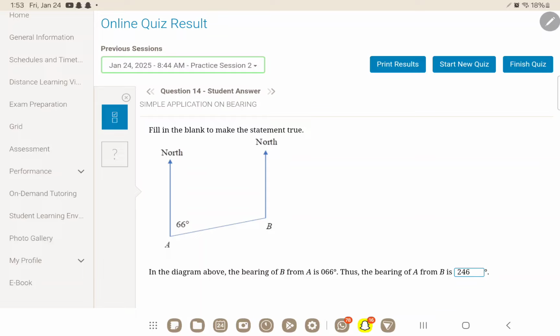Now, so what we did was, again, let me simplify it. We found this angle by using the properties of a parallelogram, found this to be 114, and subtracted that from the 360. This part we found to be 246. Now, moving on to the next question.